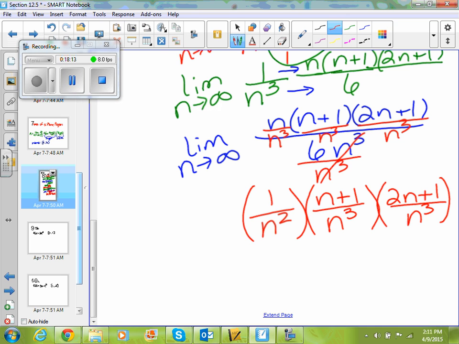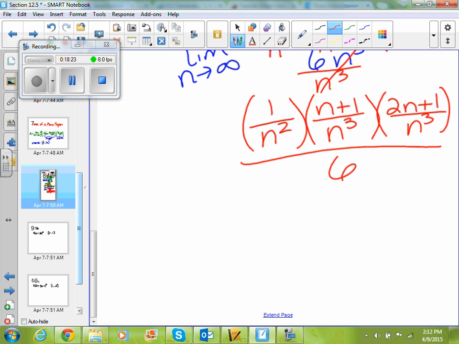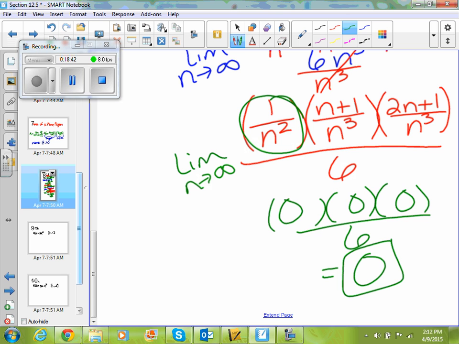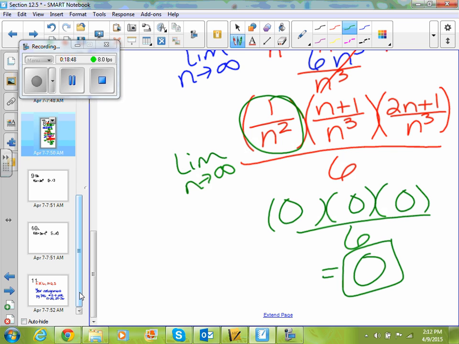Alright, so if I divide everything by n cubed, I end up with all of those fractions divided by 6. So then if I simplify these fractions, what does 1 over n squared become? 0. Because we're still 0 times 0 times 0 divided by 6, which is 0. Sorry, Jenna. They're not always going to be 0. Sometimes you'll get real numbers.